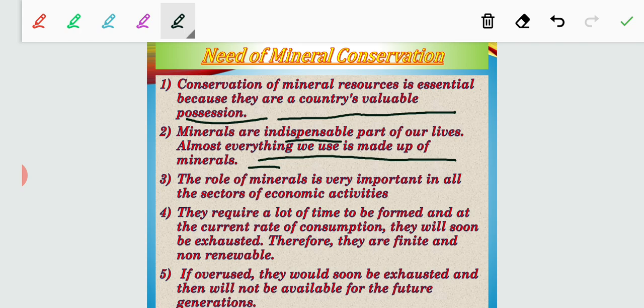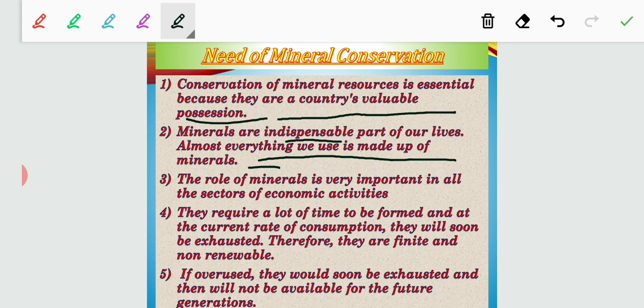Third, the role of minerals is very important in all sectors of economic activity. In the primary sector, basically agriculture, the implements used for agricultural activity are made of metals, that means minerals. In the secondary sector, the machineries are made of minerals. Then comes the distribution part, the tertiary sector: the transportation network, the tracks, the structure of the vehicles, everything is there with the help of minerals. So all sectors of an economy depend upon minerals, and they have an important role in economic activities.